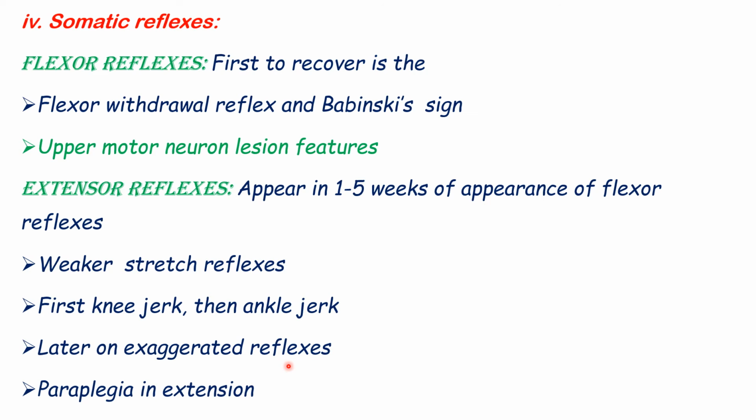All the features of upper motor neuron lesion can be seen, because the connection of the upper motor neurons with the lower motor neurons is lost. So the control is lost, and we see these features. Lower motor neurons have started recovering; they are gaining themselves back. So we see the features of upper motor neuron lesion, and most of the time paraplegia in extension can also be seen in some cases.